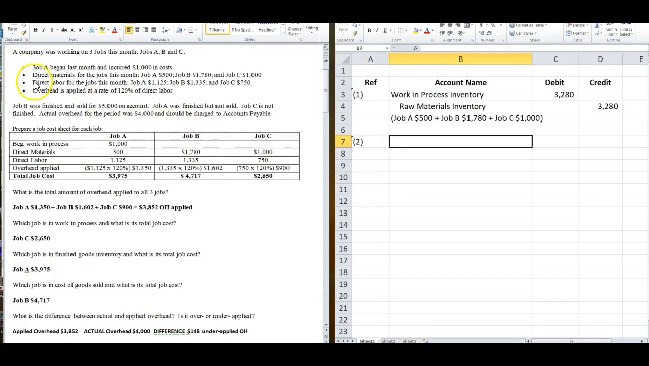For our second entry, we're going to do the direct labor for the month. Again, we have jobs A and B. Direct labor gets recorded as a debit to work in process because what we're doing is adding the direct labor cost to the job, so we add it to work in process. We're going to take the cost for job A, job B, and job C and add them together. Work in process comes from factory payroll, or you could have used wages payable here. That would be fine too.